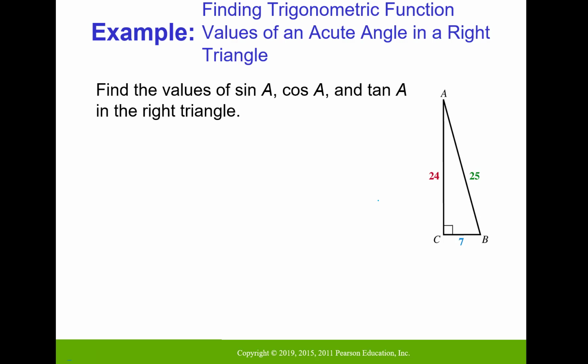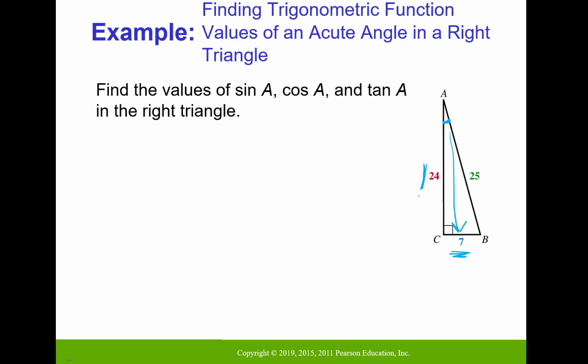Find the values of sine, cosine, and tangent of angle A in this right triangle. So notice angle A is this one here. And so based on this angle, we want to consider, okay, this is our angle with our triangle, so that means that the side touching that angle, that's the adjacent side. So this is the adjacent side, and then the side opposite this angle, way over here, that's the opposite side.